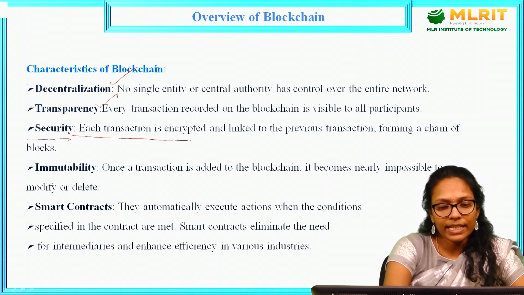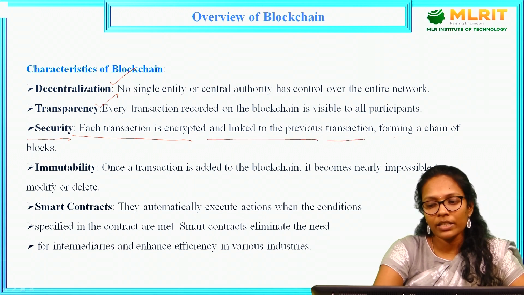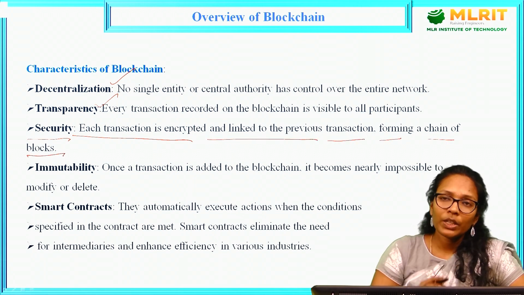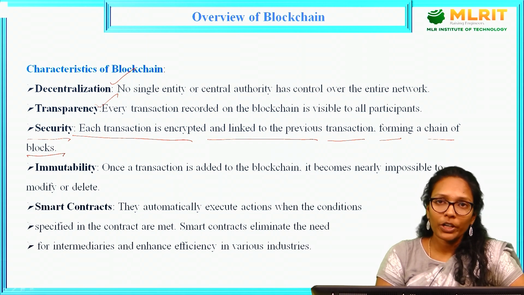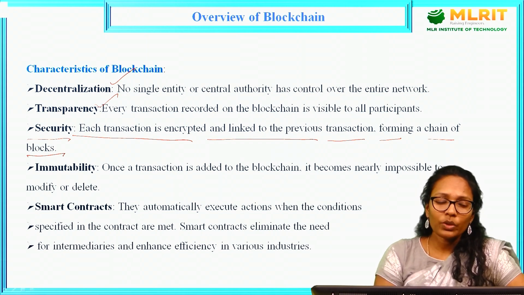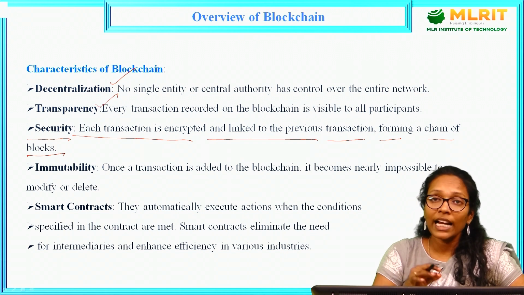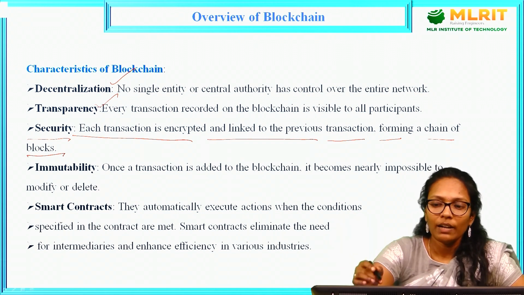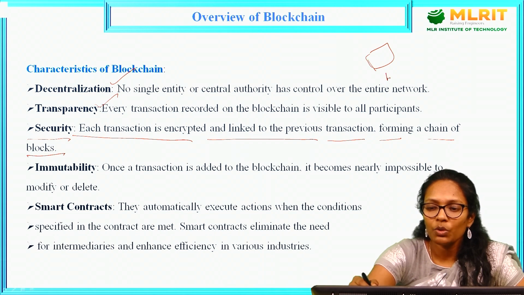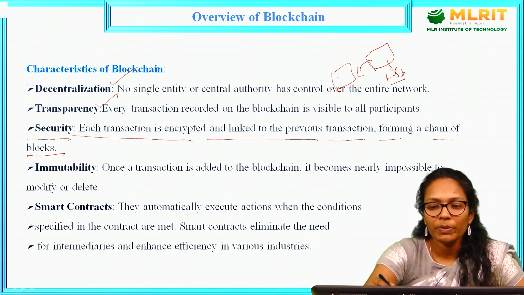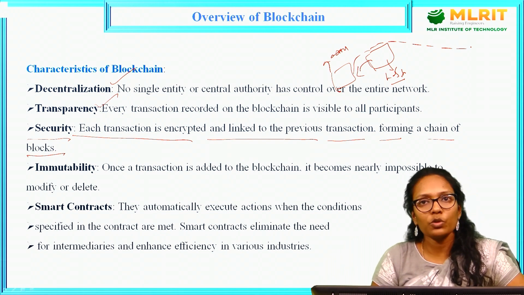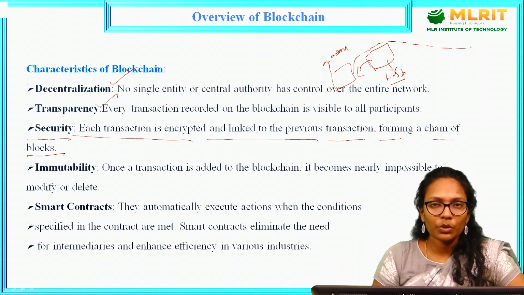And next is security. Each transaction is encrypted and linked to the previous transaction, forming a chain of blocks. We know there is no possibility of modifying the transaction in a blockchain. So in that way, it will secure the data. So why can't I modify the data? If I modify the data, the hash code will automatically be modified, and the hash code of the rest of the blocks will also be modified. Why? Because to calculate the hash code of this block, I need to depend on the previous block. So if the previous block address is changed, the remaining blocks' addresses will also automatically change. So that's why it is very secure to use the blockchain.